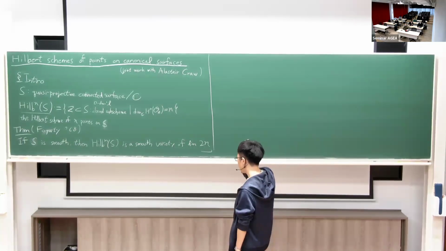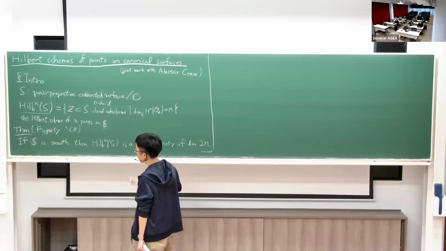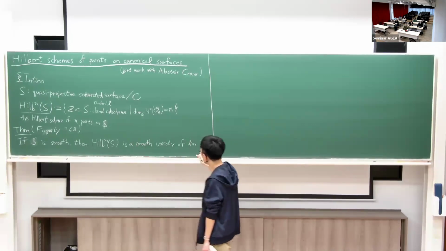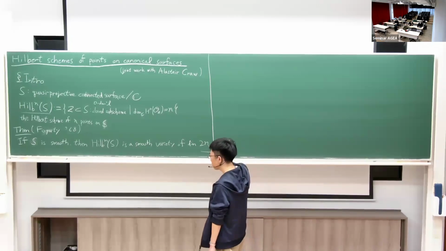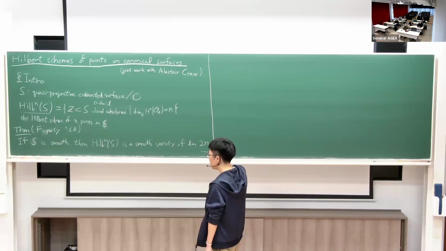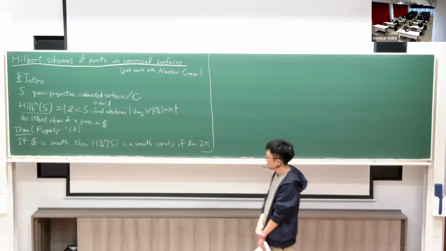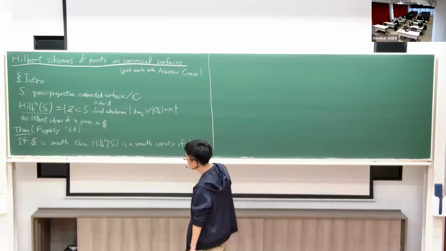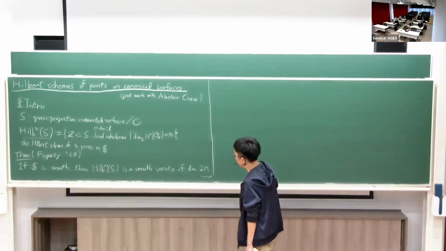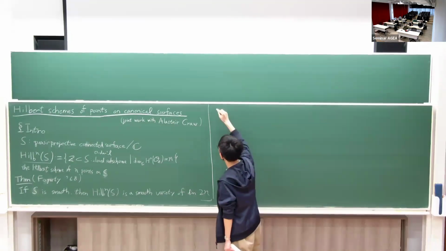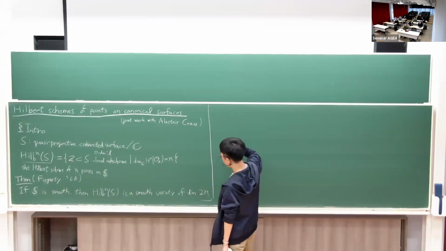So if S is non-singular, the Hilbert scheme has the same property: it is smooth, and it has the expected dimension 2n. But in general, it's very hard to study the geometric structure of the Hilbert scheme of points. So, for example, okay. Before that, let me state the main result of this talk.